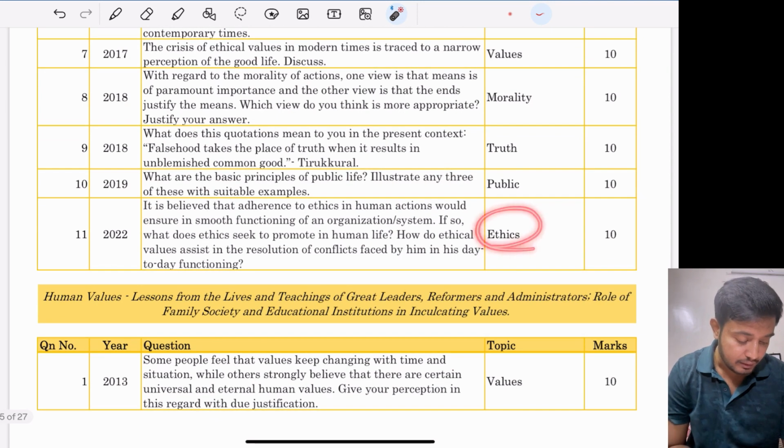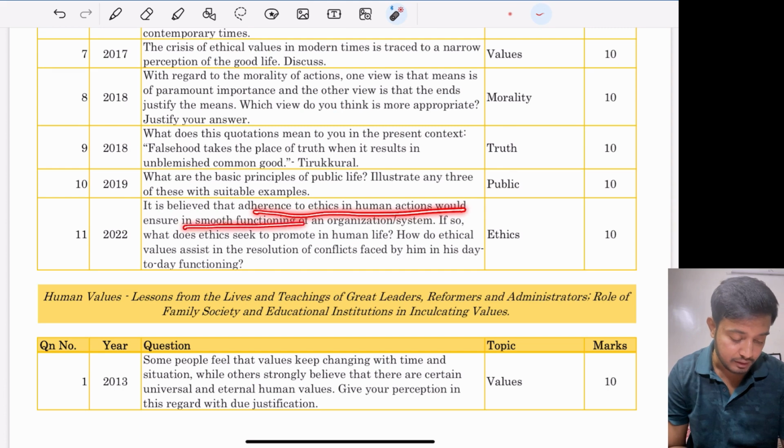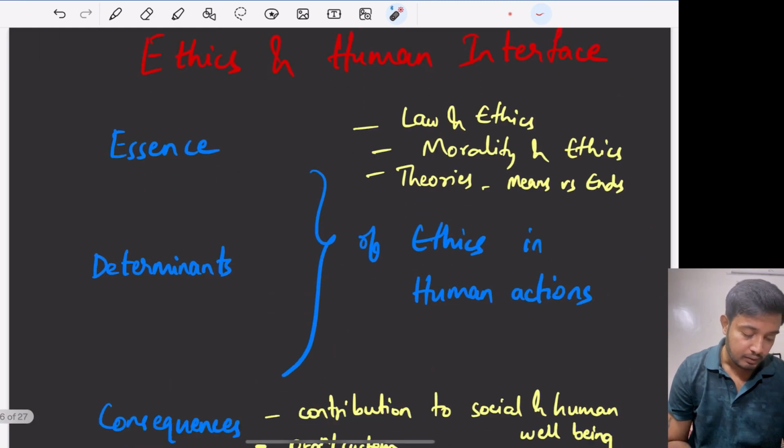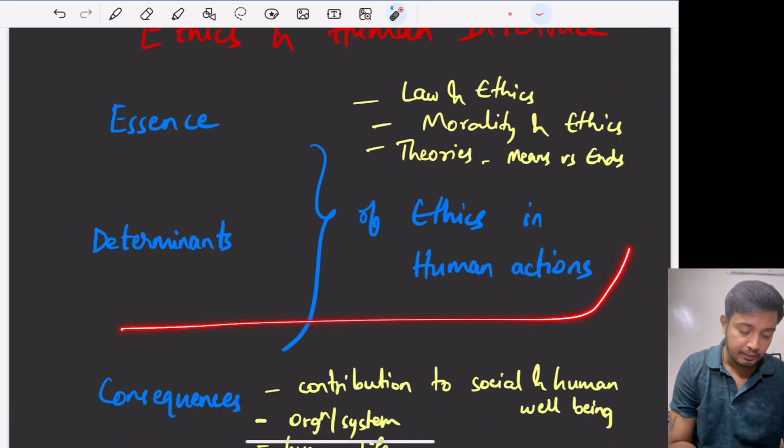And let's see the ethics. It is believed that adherence to ethics in human actions would ensure smooth functioning. Again, this comes to the consequences part: how ethics ensures smooth functioning of an organization. So this also we'll be dealing with in a later video. Up till here I'll be covering in this video.